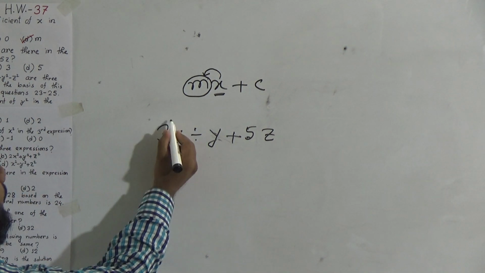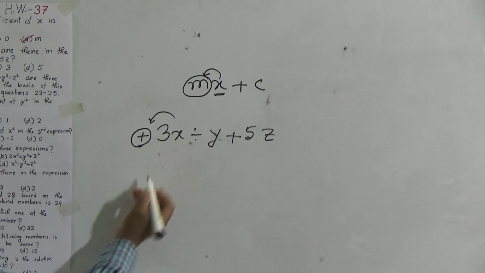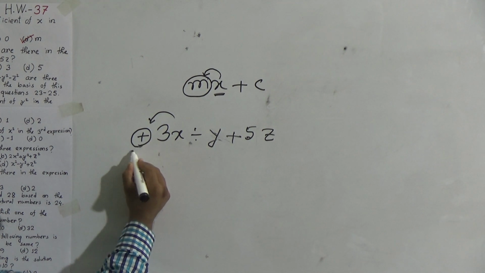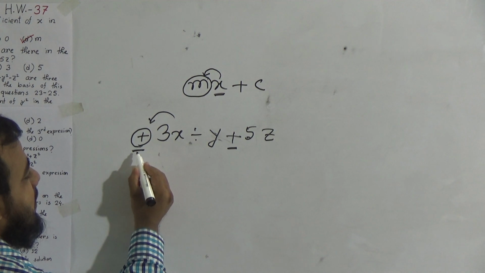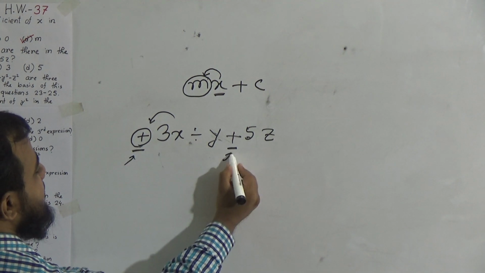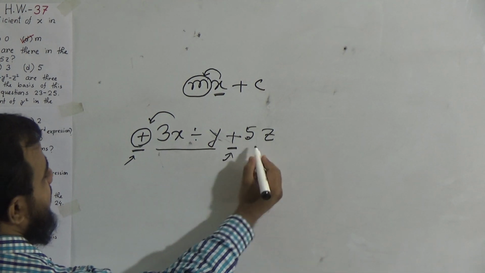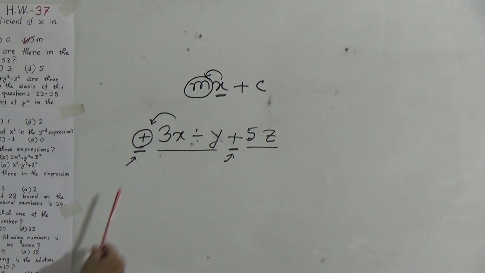In the front we have no sign, that means we have a plus sign here, because when we have no sign, we can calculate it as a plus sign. So one plus sign and another plus sign. There are two plus and minus signs, so there must be two terms in this expression. This is one term and this is another term. So our number of terms is 2. So our answer will be 2.